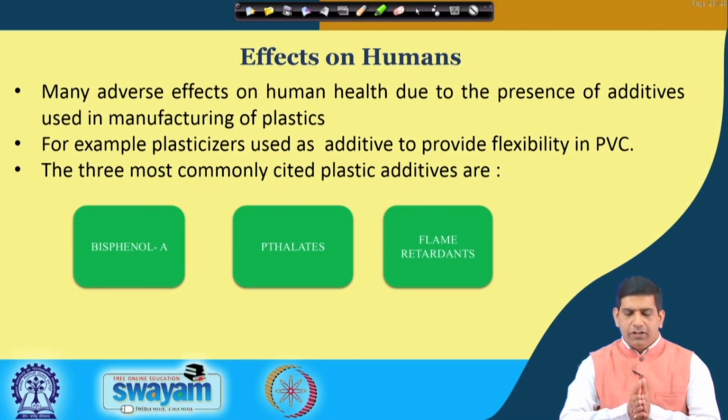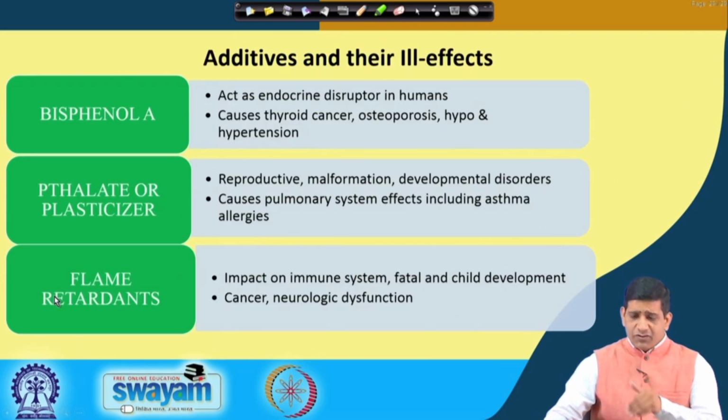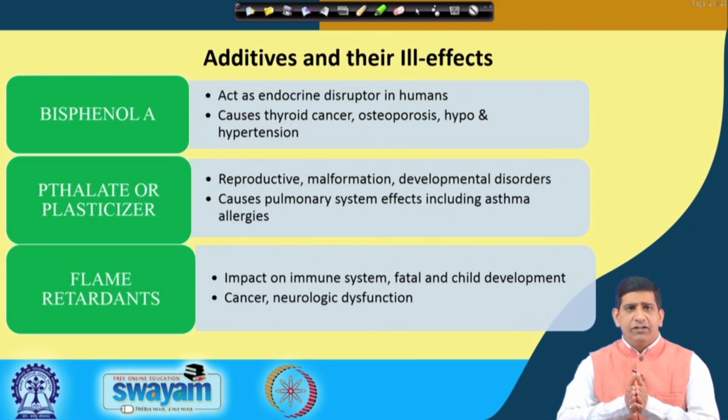Bisphenol A is used, phthalates are used, and flame retardants are used, and all of these 3 categories have been documented to have adverse human health impact, which is already there in the literature. So what are their impact? So these are the additives, and what are the ill effects? So bisphenol A acts as endocrine disruptors in humans. So it impacts our endocrine system. So it acts as endocrine disruptors.